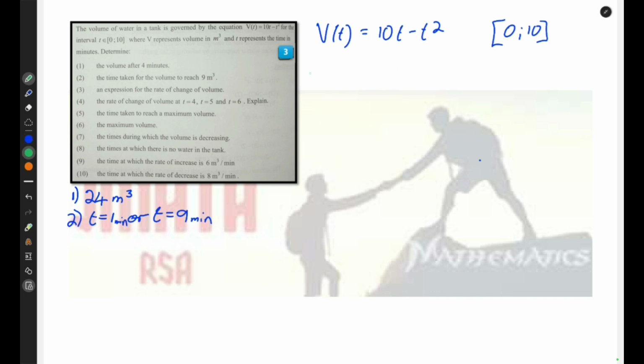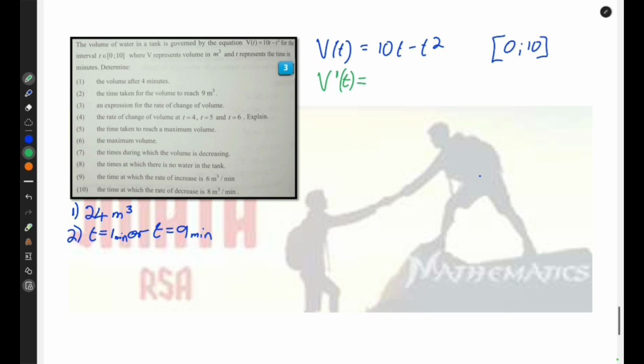Question 3. Determine an expression for the rate of change of volume. Okay, rate of change is just the derivative. So I can put volume prime, depending on time, would be 10 minus 2t. So now any question they ask me, depending on rate, I can just sub in that formula.